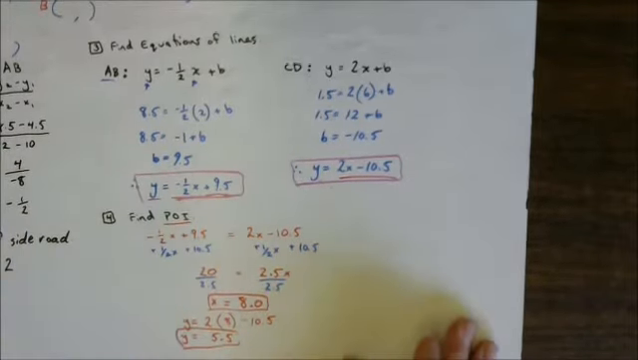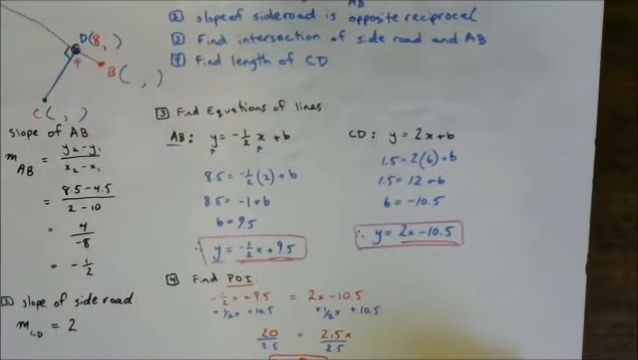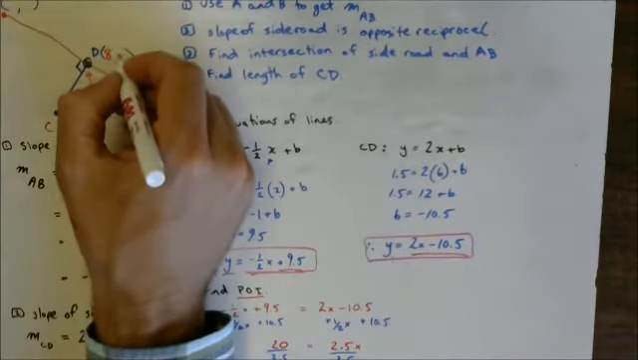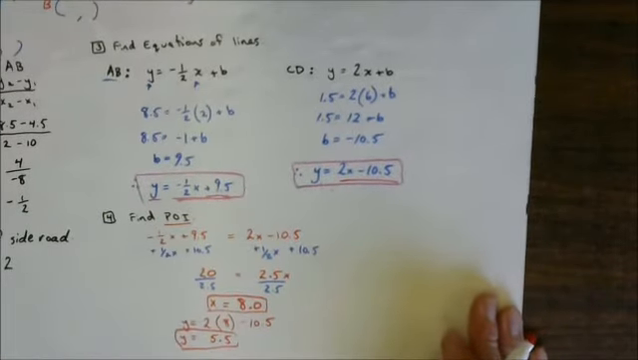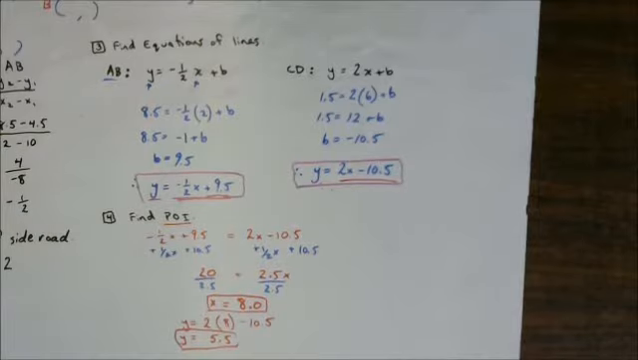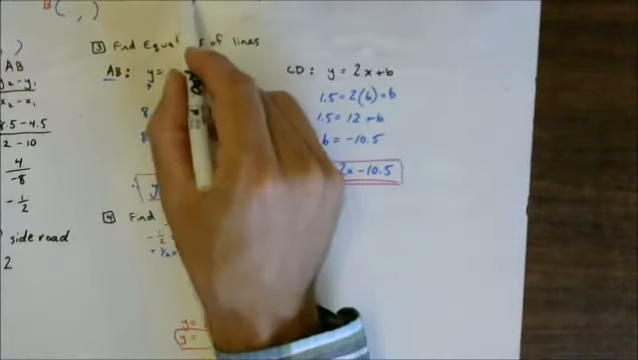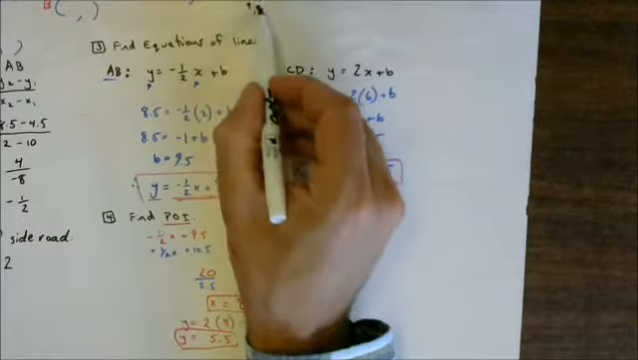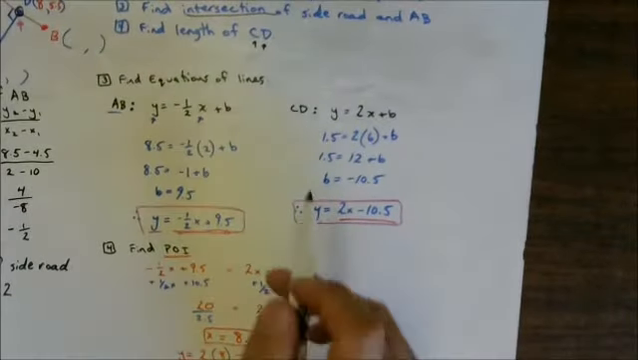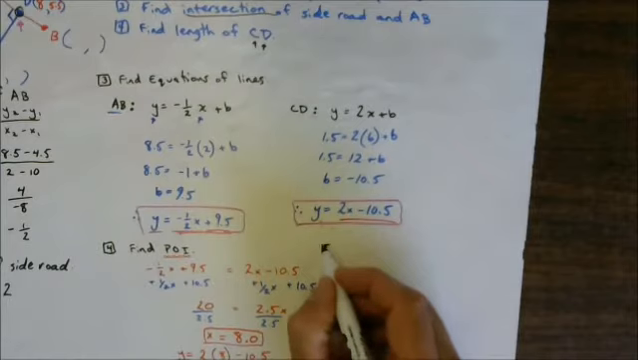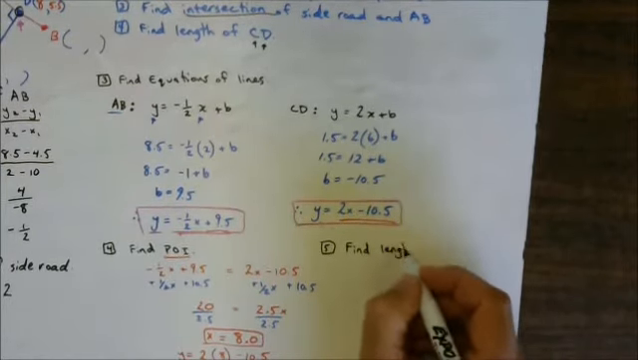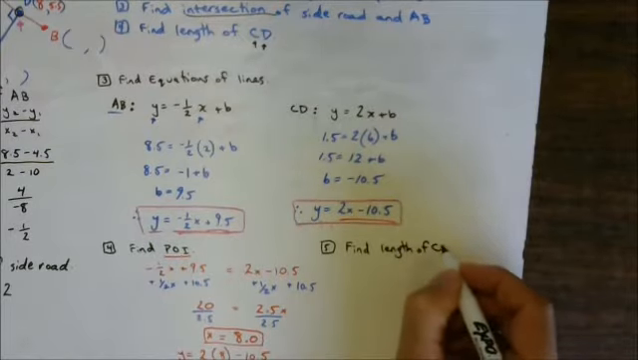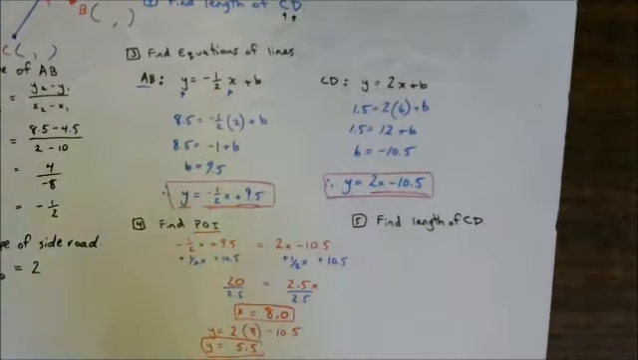So now I know that the y coordinate of D is 5.5. Okay? And we're on our last step. Now we know the intersection. So we have a point C and we have a point D. So now we're going to find the length of CD. How do we do that? We apply our length formula.